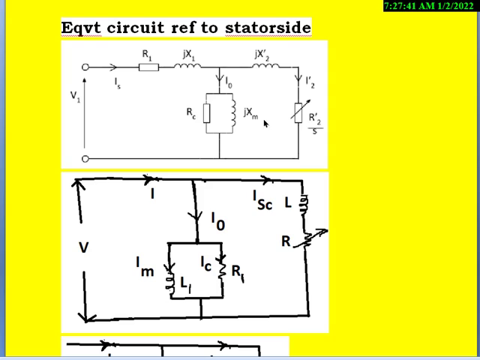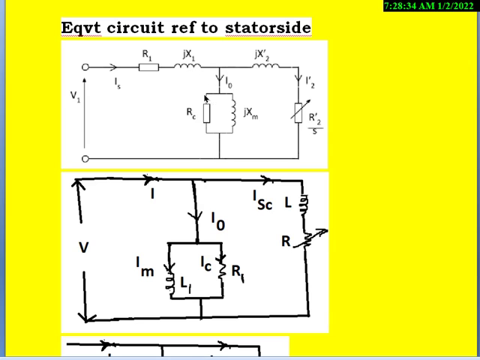This is the equivalent circuit of three-phase induction motor per phase. This is the primary side, means stator side resistance R1. This is the primary winding per phase reactance, that is stator per phase winding impedance, the reactance is X1.